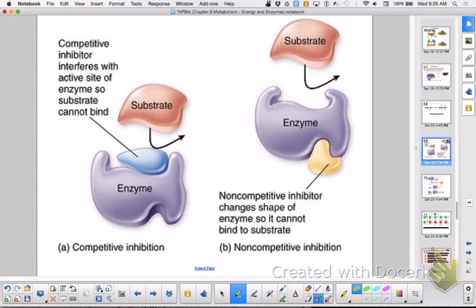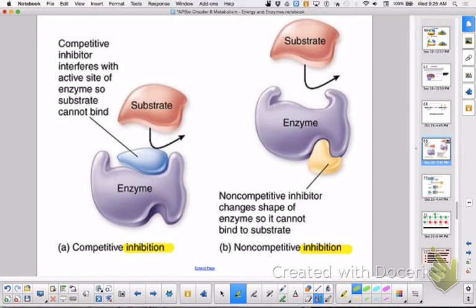Light-shirted BioBuddy, see if you can differentiate. What's the difference between competitive and non-competitive? Go ahead. It just gets right in the way, so they can't react to one another. The non-competitive one just comes from a different angle and it changes the shape, so the shape is changed.